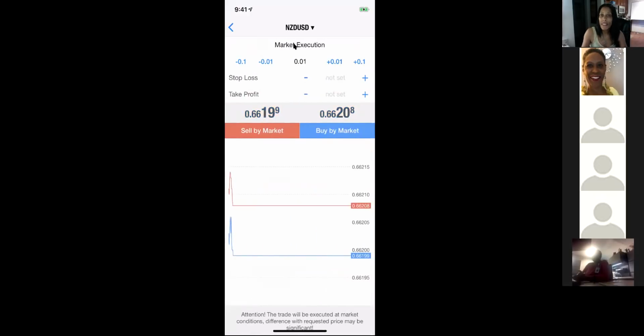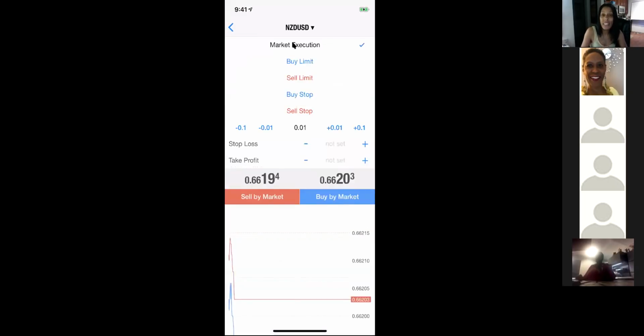Now up here at the top where it says market execution, we're not going to market execute. We're going to do a sell limit. Does everybody understand what I'm saying? This is for iPhones. You guys that have Androids, it's going to look slightly different. I'll see if somebody on the Zoom can show it on the Android, but iPhone people, you just tap on where it says market execution and come down and select sell limit.